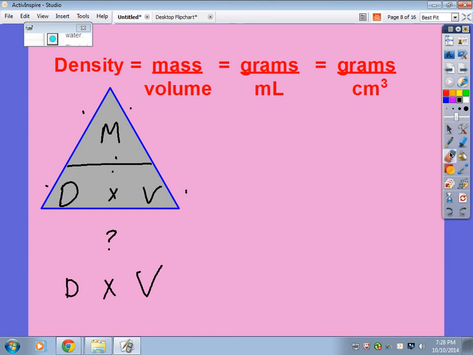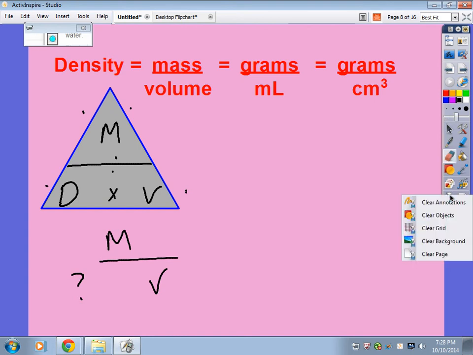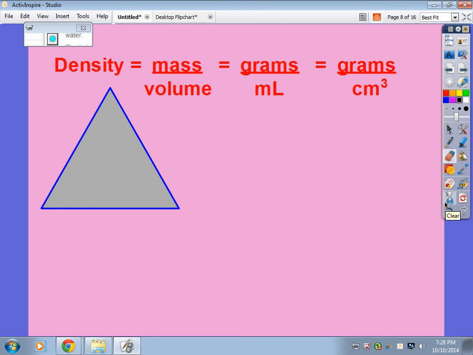Now what else can I do? My other combination is if I know mass and volume and I don't know density, I put mass over volume. All right, and we'll talk about how to manipulate the algebra later, but for right now, that's what I want you to do. Okay, so let's look at this.